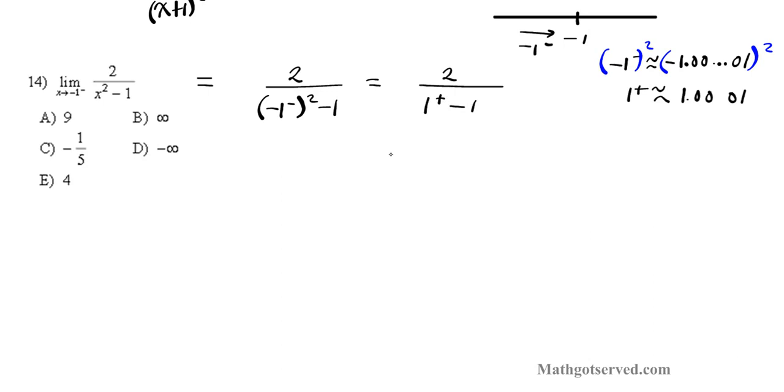Okay, so now if we go ahead and simplify this, we're going to have 2 divided by 0 from the right. This whole thing is infinity, but let me show you the steps. 2 over an infinitely small positive number is the same thing as 2 times 1 over 0, which is 2 times infinity. Your final answer is infinity. Option letter B.